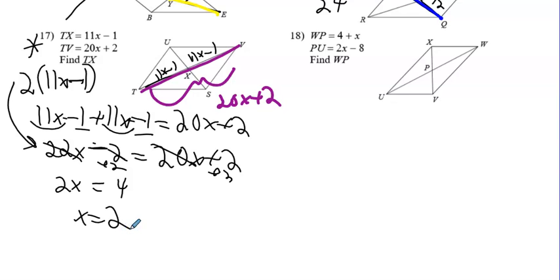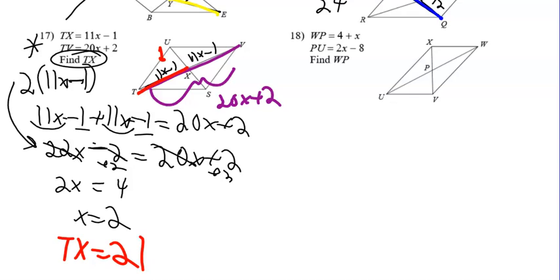Now notice though, all these other problems, sometimes they ask for x, sometimes they ask for a segment. I needed to find x so I could find TX, which is this piece right here. So if I plug 2 in right there, 2 times 11 is 22, minus 1 is 21. So TX is 21. Make sure you're looking and answering what they're asking for.